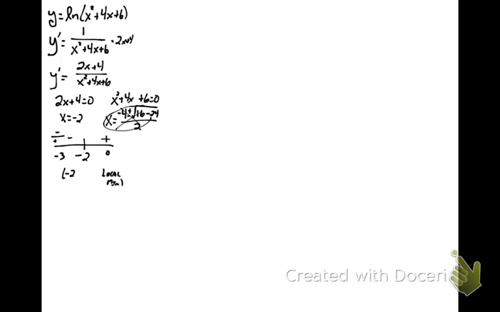And since it's asking me to actually find the extrema, I'll substitute that back in to the original problem. What I want to know is what's the natural log of, that'll be 4 minus 8 plus 6, and 4 minus 8 plus 6 is 2, so my local min is -2, the natural log of 2, and that's the exact answer.